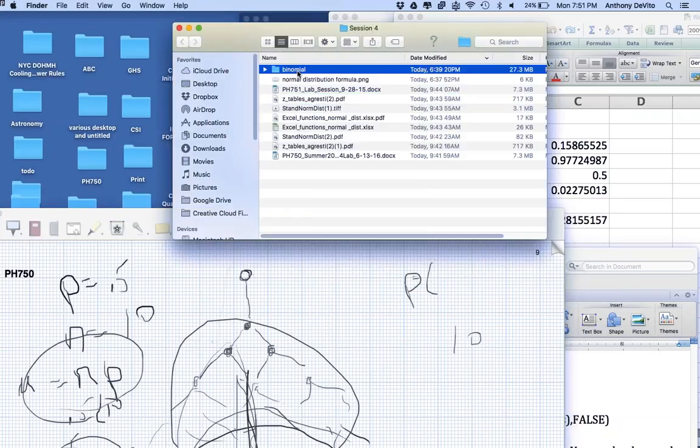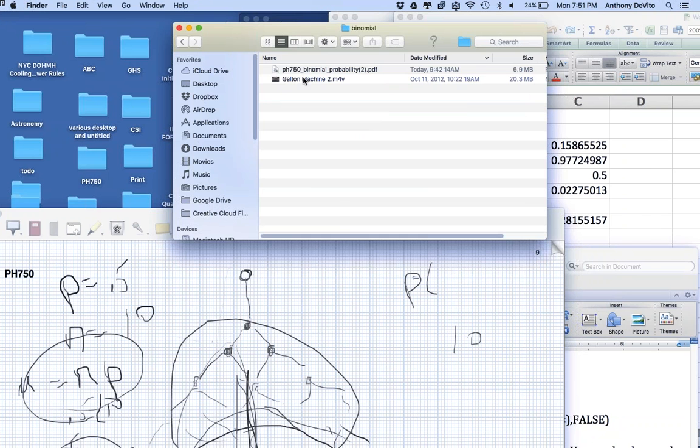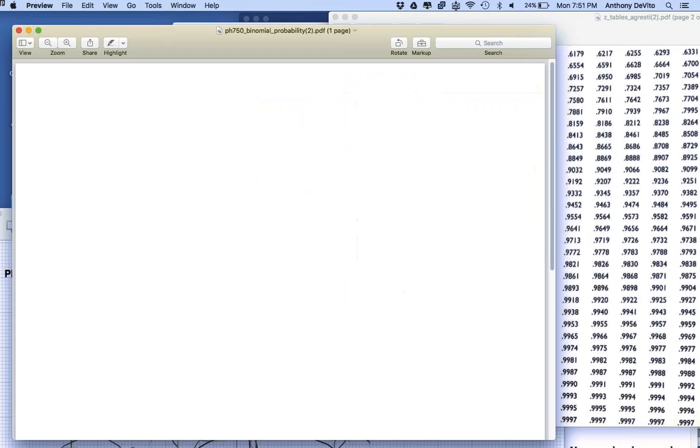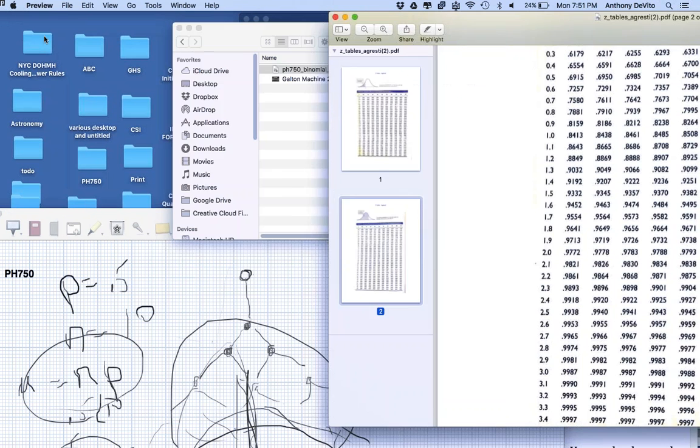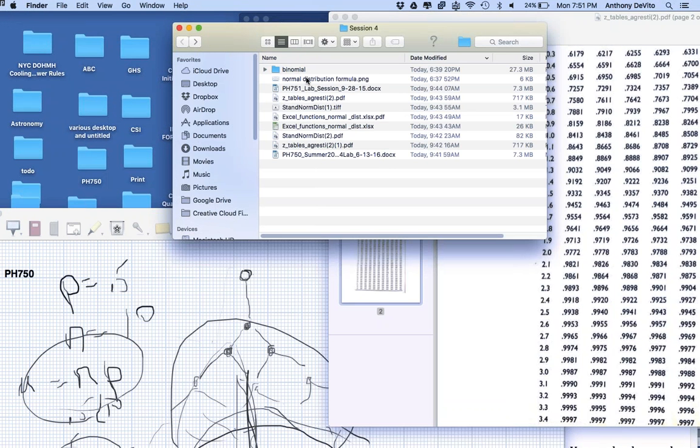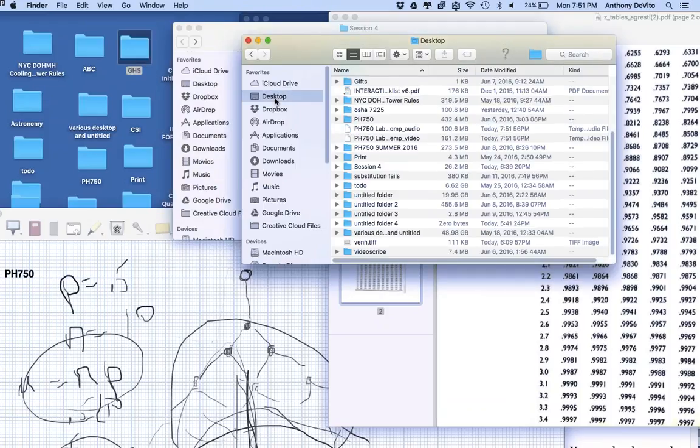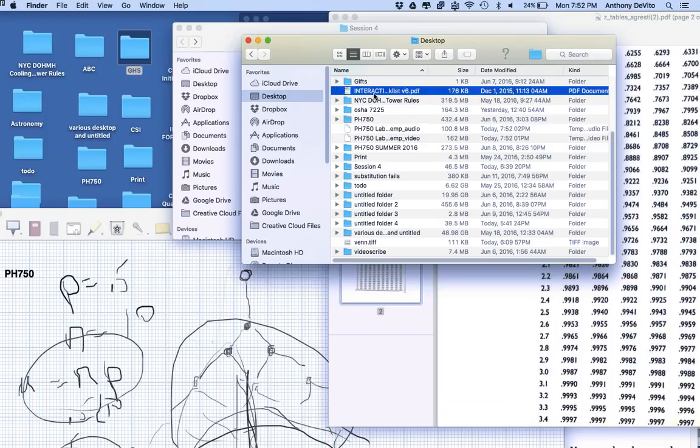I could either calculate this using that really nasty formula. See if I got it here. Nope. Let's see if I got it there. I don't have it handy, I don't think. Maybe I got it on my desktop. I don't see it. You remember the formula I'm talking about, right?